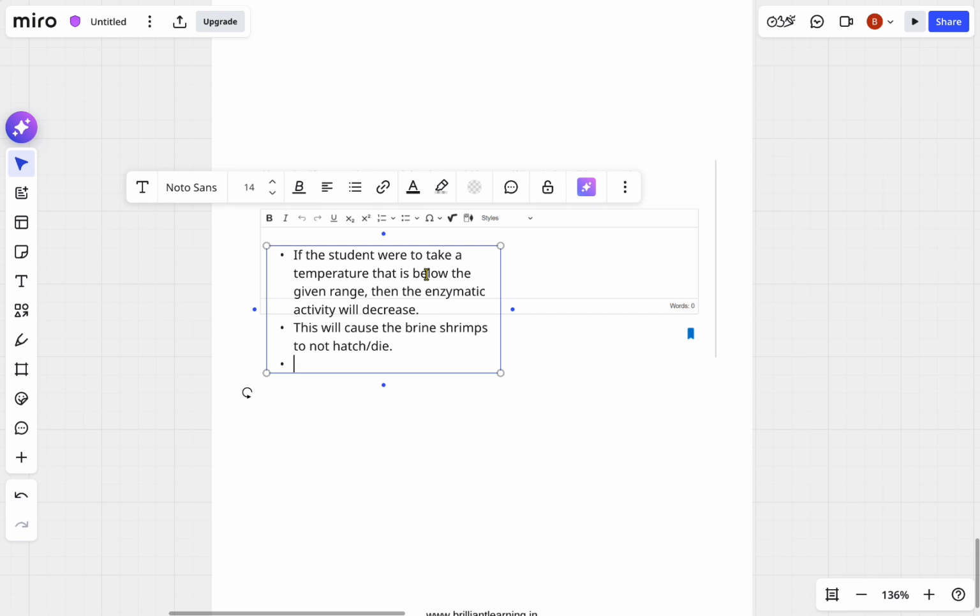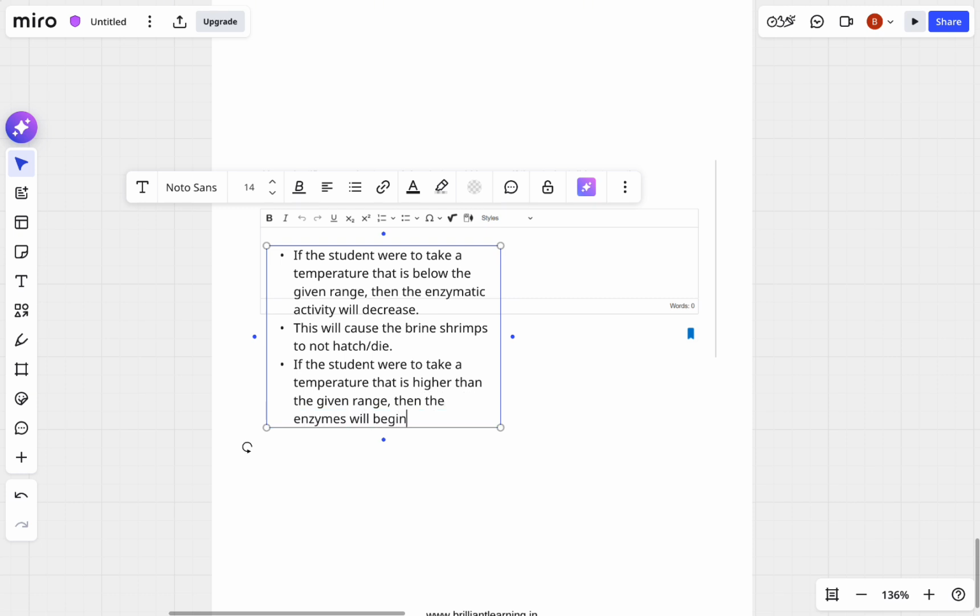Similarly, let's write the opposite of this. What would happen if they took a higher temperature? If they took a temperature that is higher. So let's write that. The student were to take a temperature that is higher than the given range, then the enzymes will begin to denature.